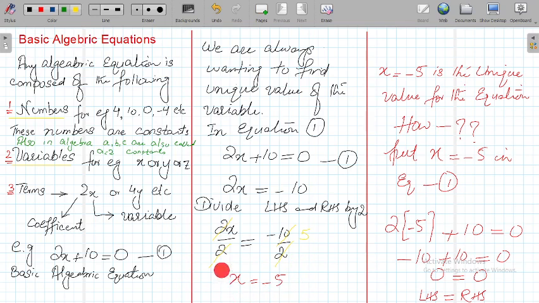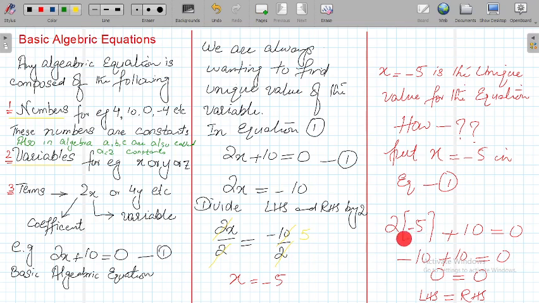This is the solution. But you want to check whether you have solved it correctly or made a mistake. One way is to take this x equals minus 5, the unique value for this equation, and put it in our main equation, 2x plus 10 equal to 0. So 2 times minus 5, plus 10, is equal to 0.